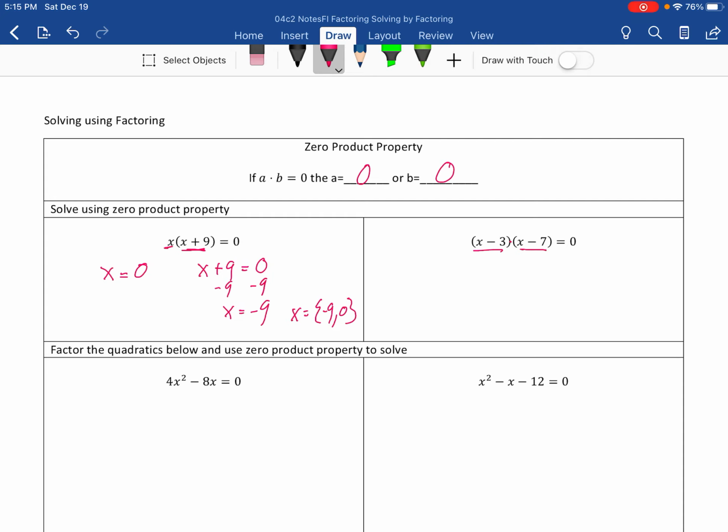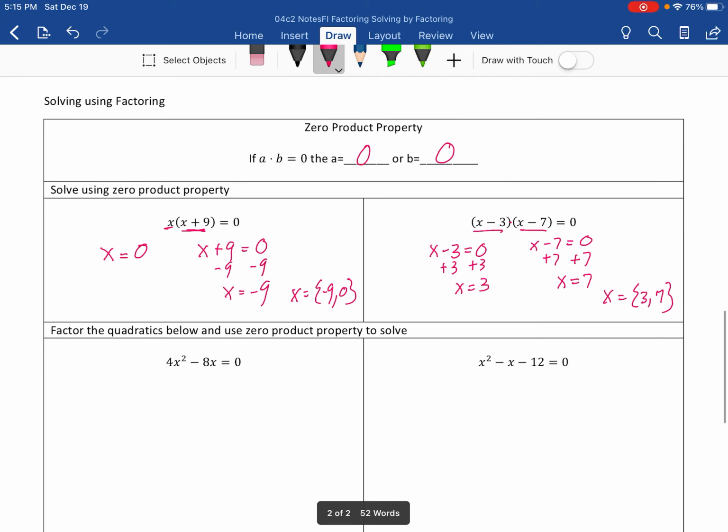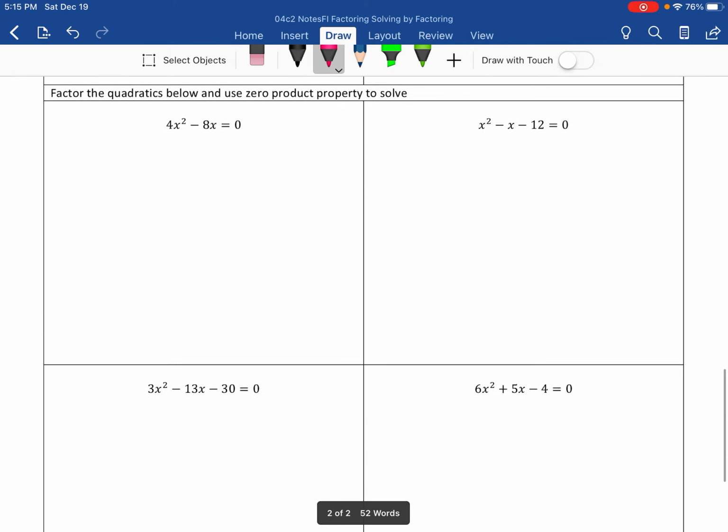This next one, again, you identify the two things that are being multiplied. You see that there's no addition or subtraction. So I know either x minus 3 is equal to 0 or x minus 7 is equal to 0. So I solve both of these. My solutions for this would be x equals 3 or x equals 7. And those are my solutions.